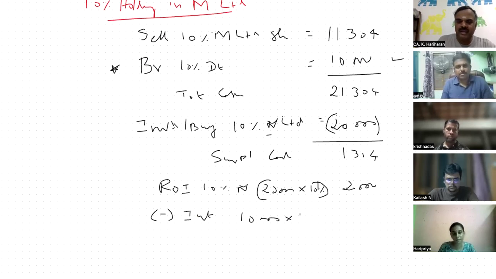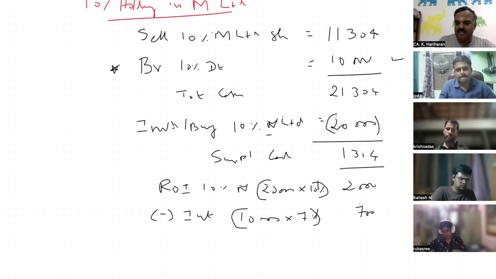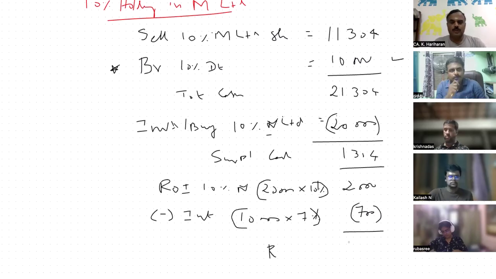So 2,000 you are earning and 700 you are paying as interest. Therefore, what is the net benefit, what return do you get? 1,300. Nothing but return is equal to 1,300. Got the clarity now? Yes, sir. If you get 1,300 return, listen here, 13,000 into 10% is 1,300.